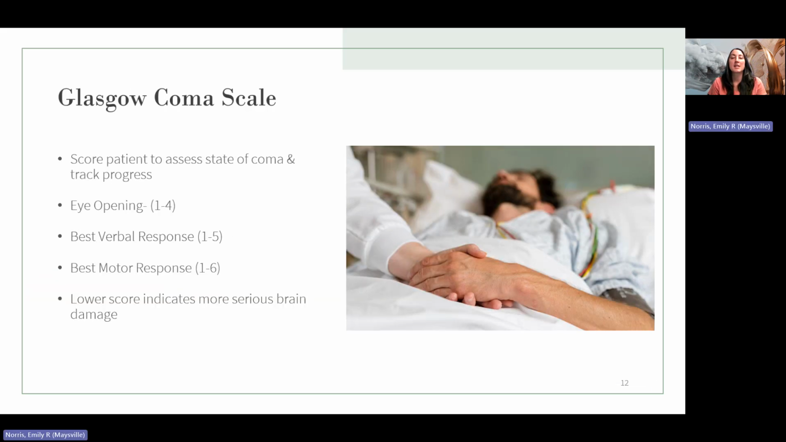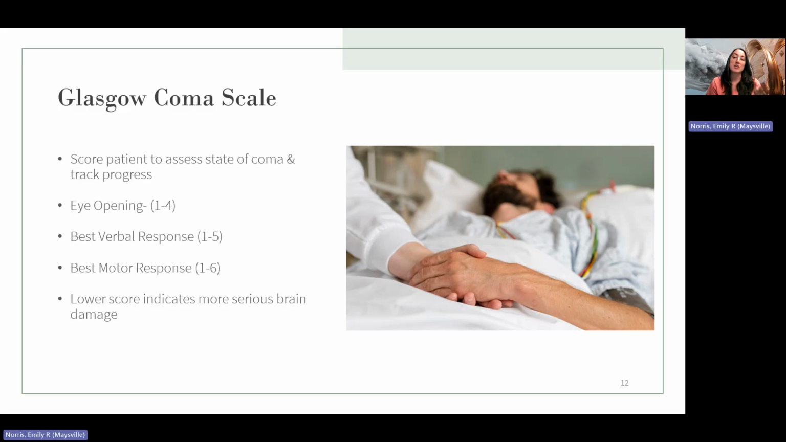The Glasgow Coma Scale is a scale that we use to assess the patient's coma and track their progress. So there are 3 responses that we look at: their eye-opening, their best verbal response, and their best motor response. So this is not like they're talking all the time, but when they do talk, the best response I'm getting from them. So each of the categories are graded.